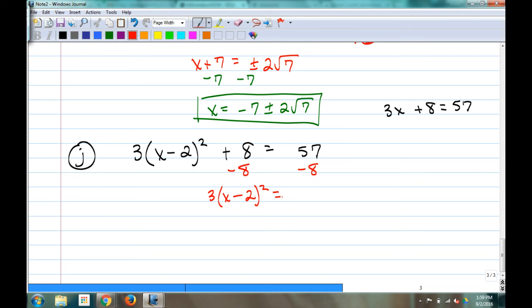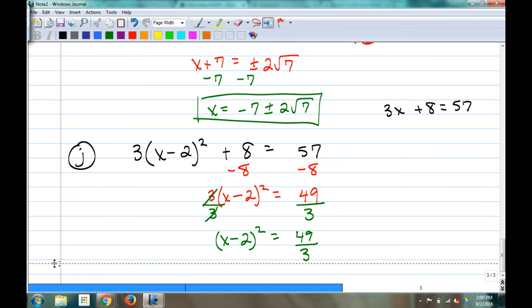So 57 minus 8 is 49, which is a good number until we divide it by 3. And it's not such a good number anymore. So that's the step that's going to get the squared part by itself. And that's what we need, is x minus 2 squared. It's equal to this fraction, 49 over 3.